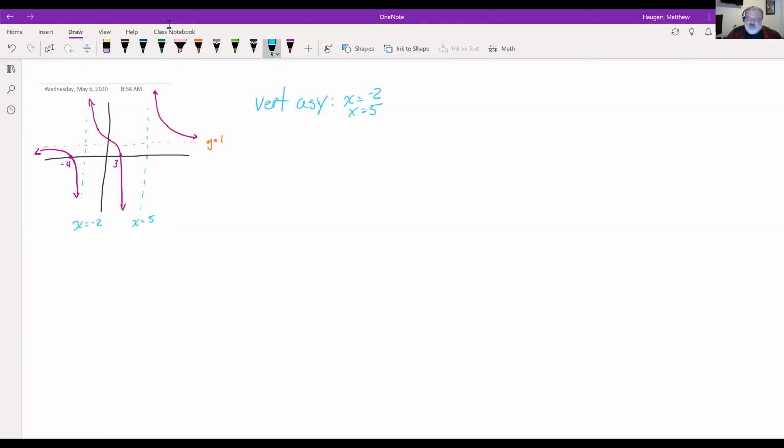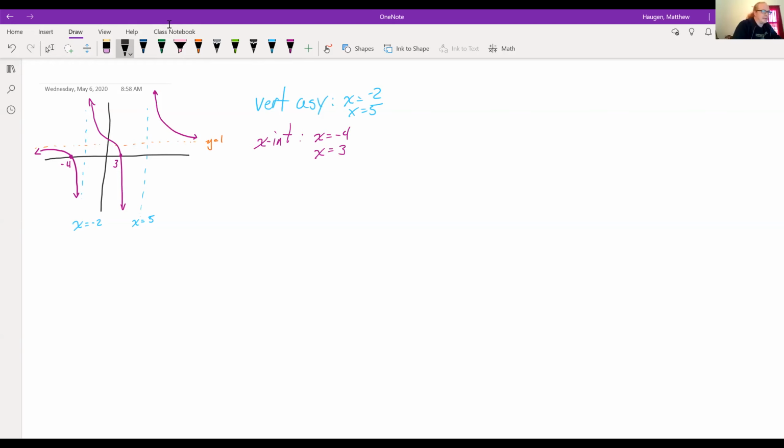What do those tell us about how our rational function has to be built? I want you to take a minute and think about that. We have x-intercepts at x equals -4 and x equals 3. What does that tell us about how our function has to be built? And then we'll talk about that horizontal asymptote in a second.